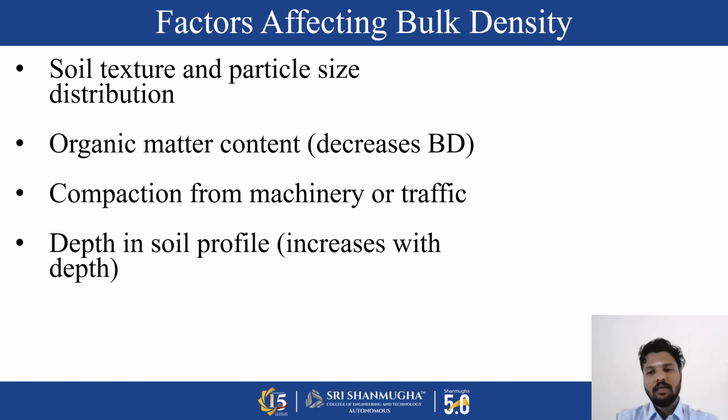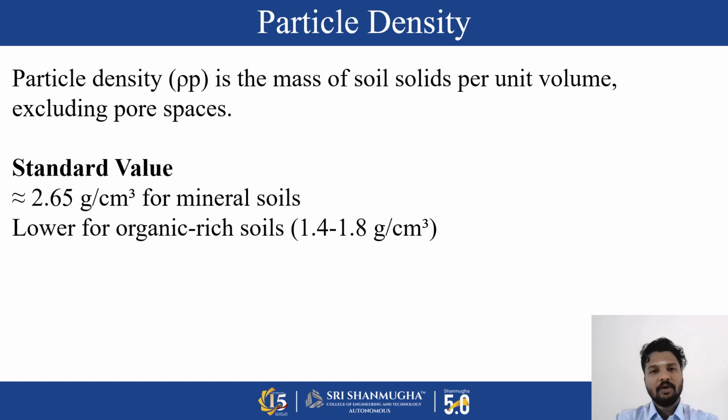In the next slide, we're going to see particle density. Here I have given the definition for particle density. This slide defines the second type of soil density. There are two types of density: the first one is bulk density and the second one is particle density. We have already seen the definition and formula for bulk density. In this slide, we're going to see the definition and formula for particle density. Particle density is generally denoted as rho p.